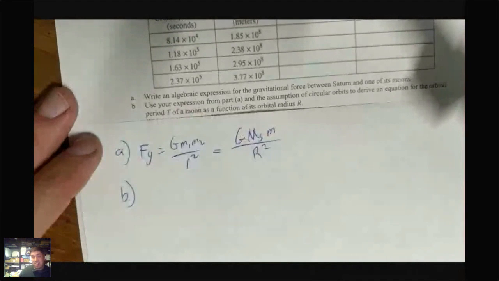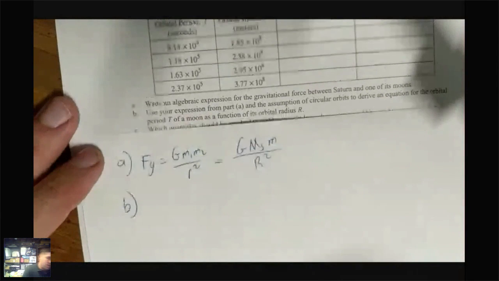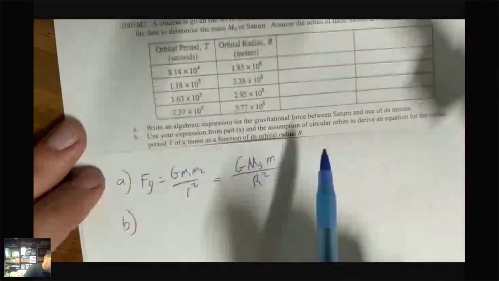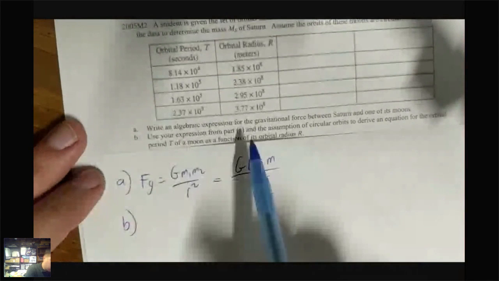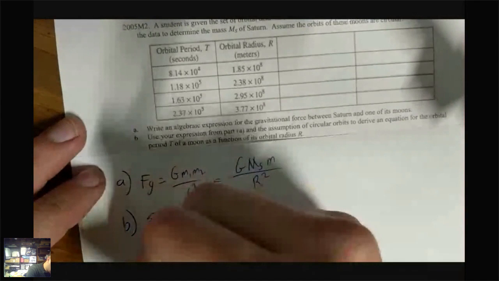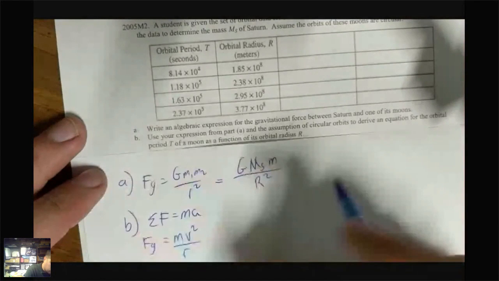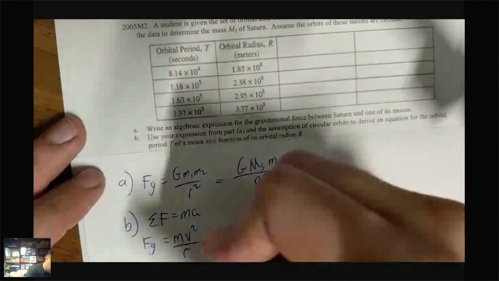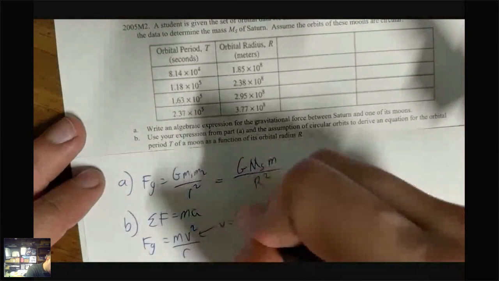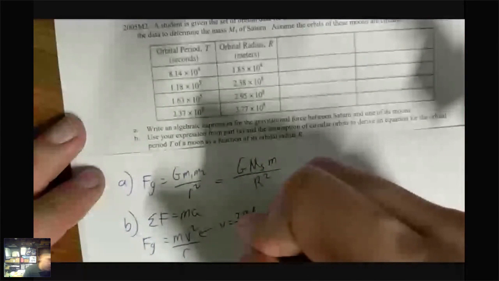Okay, this part right here, again, is another Kepler's third law problem. Go ahead and derive it. That's exactly what they're asking us to do here. So, again, we're going to start off assuming circular orbits. We're going to start off with Newton's laws. F equals ma. Force of gravity is mv squared over r because we're assuming it's a circle. And again, we also know v equals 2 pi r over T. That's where we get the T part coming from.